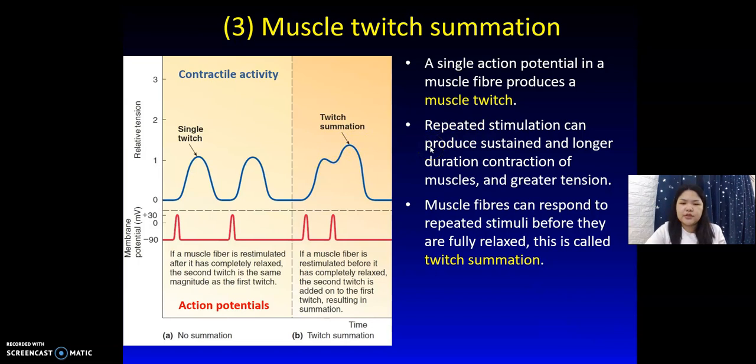So twitch summation is when repeated stimulation produces a sustained and longer duration contraction of the muscle, thus creating a greater tension. Muscle fibers can respond to repeated stimuli before they are fully relaxed, and thus it's called twitch summation.